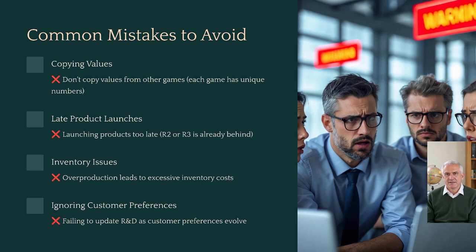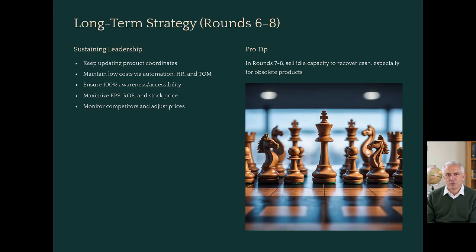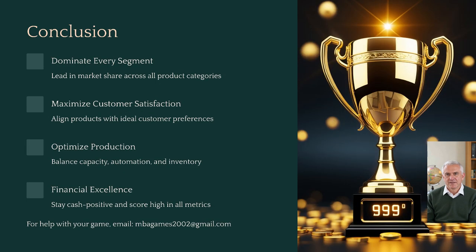Rounds 7 to 8, maximize score. You're approaching the end. Now it's all about optimization and maximizing final scores. No major product launches now. Fine-tune existing products to ideal spots. Inventory control is crucial, no excess stock. Raise automation to 10.0 only for products with stable demand.